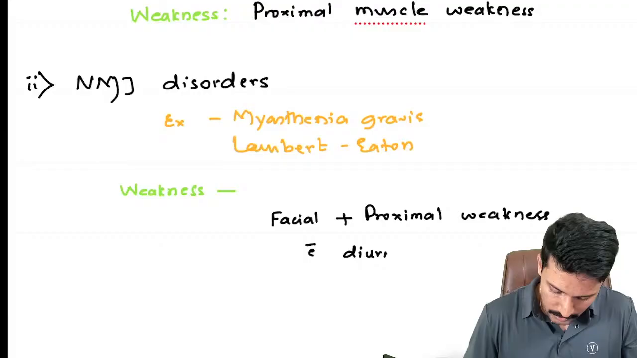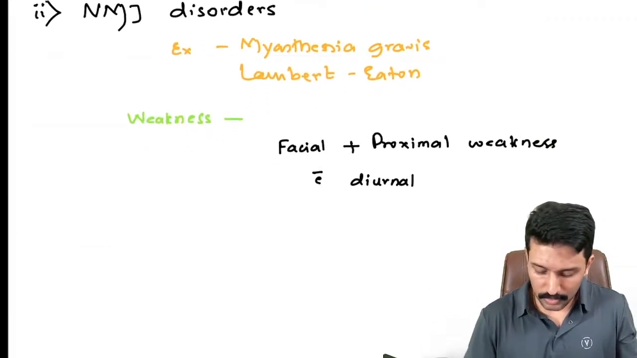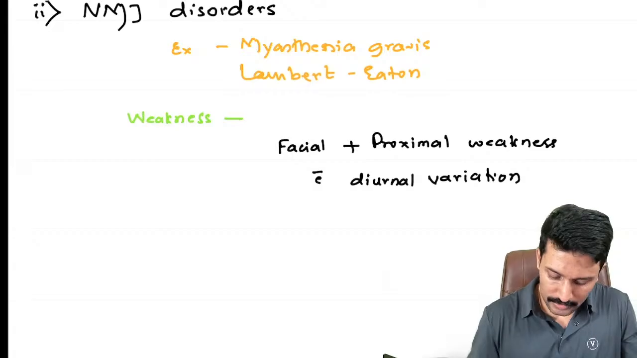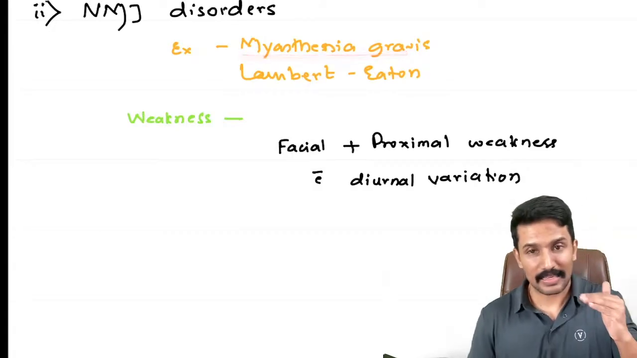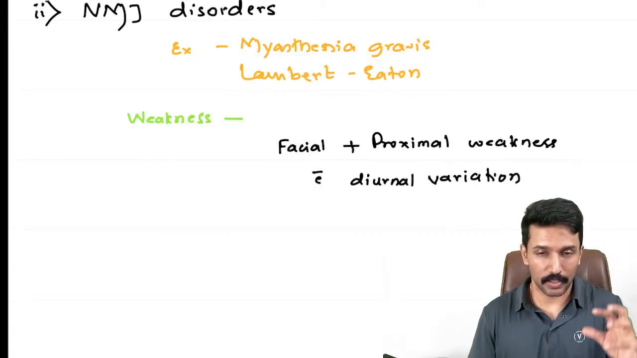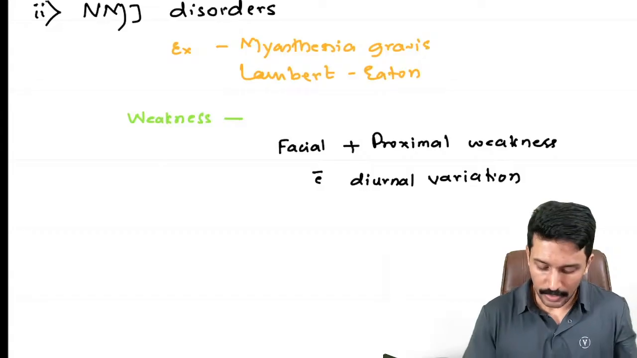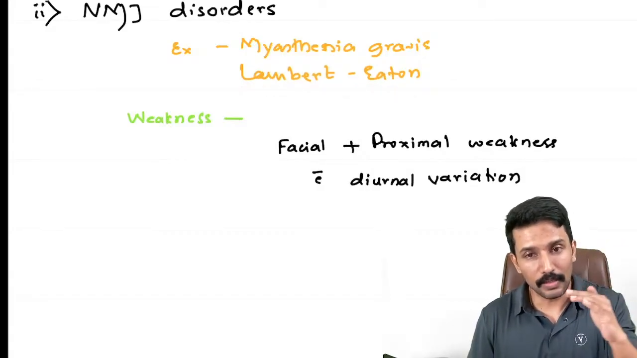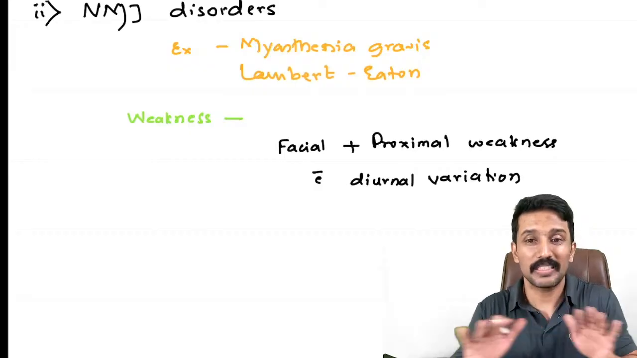diurnal variation. Means the weakness is not constant throughout the day. It keeps either increasing or decreasing. For example, in myasthenia gravis, as the day progresses, the weakness goes on increasing. And in case of Lambert-Eaton syndrome, as the day progresses, the weakness goes on decreasing. It is not going to be static.